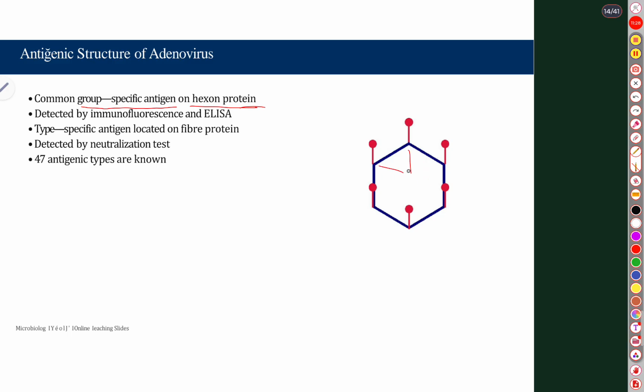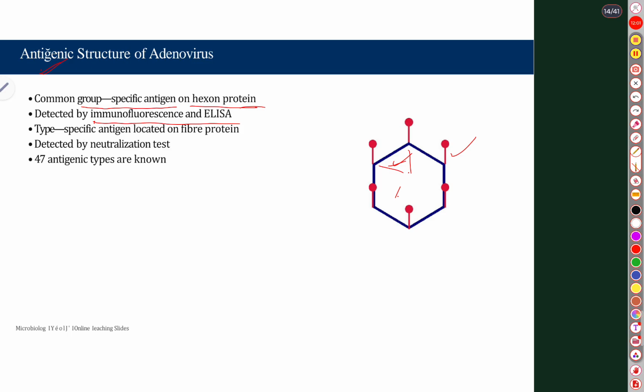This is the surface that is formed, on this surface. And they are detected by immunofluorescence and ELISA test. Using immunofluorescence and ELISA test we can detect this antigen. There are also type specific antigens located on the fiber proteins. Some group specific antigens are on the hexon protein, and also there are some type specific antigens which are present on the fiber protein.